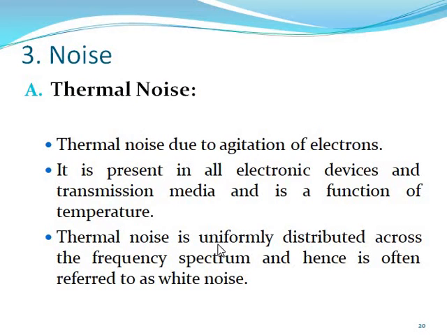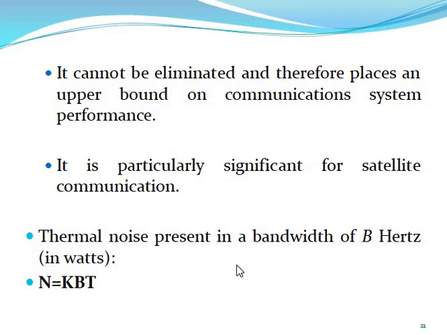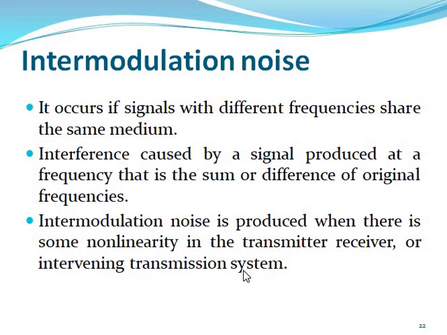So what is thermal noise? Mostly it is uniformly distributed across the frequency spectrum. If the frequency is low, at that time you can show the noise occurs or causes problems for the transmitter. At that time noise is very high. Then you can have problems receiving the signals. Then next is intermodulation noise. If signals with different frequencies share the same medium, it means interference caused by a signal produced at a frequency that is the sum or difference of the original frequencies.